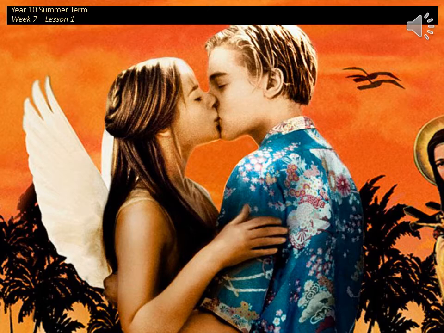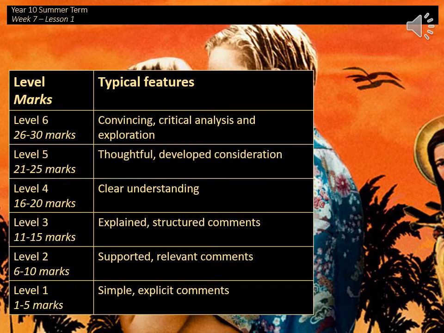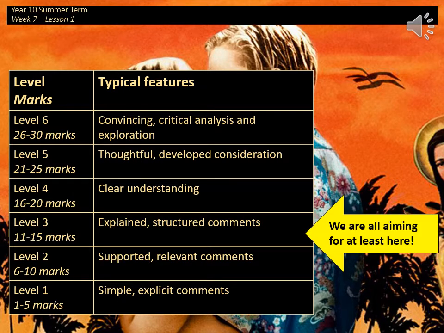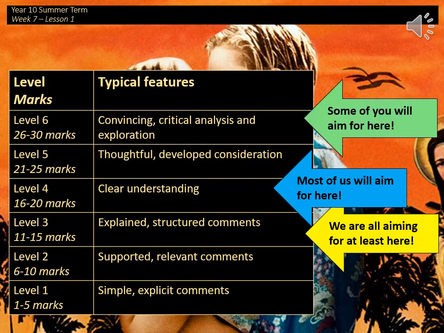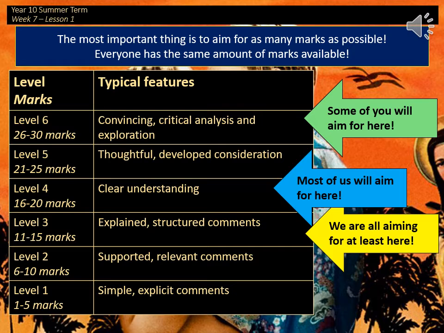So now you've got some idea as to what's asked of you to get those 30 marks. Now we're all at least aiming for those half marks, at least aiming to reach the top of that level 3. Most of us will get to that level 3 and look at level 4 and 5, and some of us will be looking right at that top band. But it isn't limiting, okay? The most important thing is to aim for as many marks as possible. Okay, aim for as many marks as you possibly can out of that 30. Okay, you've all got the same amount of marks available. Everyone has got 30 marks available. So you're just aiming for as many marks as possible.